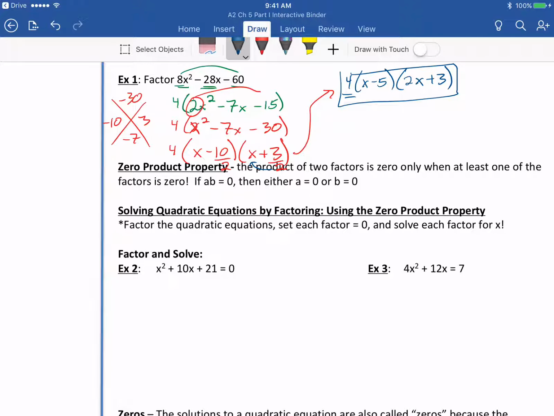All right, so what we're looking at today is the zero product property. Okay, so the product of two factors is 0 only when at least one of the factors is 0. So this is the big thing here: if a times b equals 0, then either a has to be 0 or b equals 0. Okay, that makes sense. If you have two things you're multiplying together and they make 0, one of those two things has to be 0. So that's what we're going to look at today.